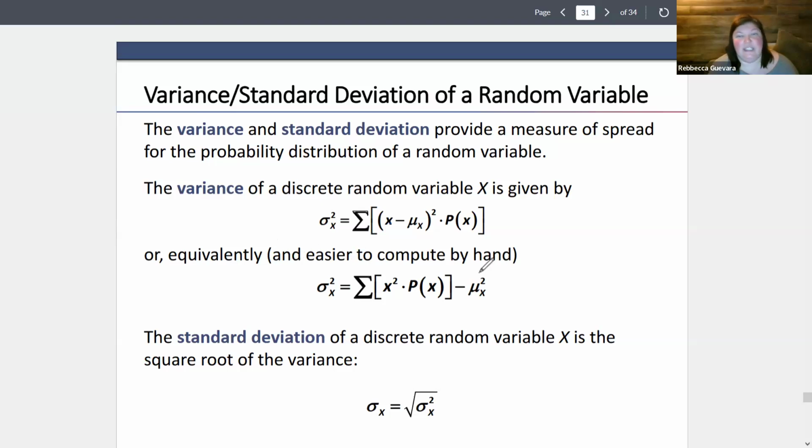Or equivalently, and it's easier to do by hand, it works out that this is simply your x squared times p, summed up, and then you subtract your mean squared. The standard deviation of a discrete random variable is, once again, just the square root of your variance.